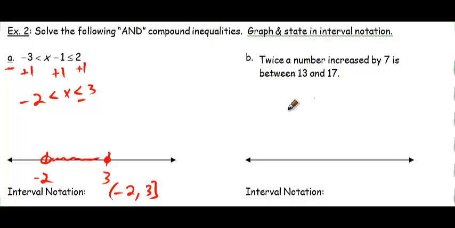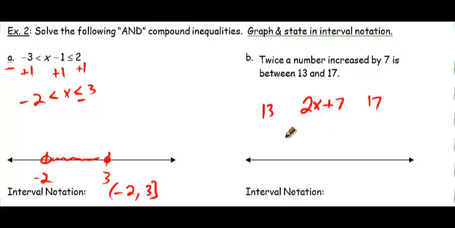So let's look at B here. We've got to try to write this as an inequality and then solve it. So twice the number increased by 7. What does that mean? You take 2 times the number, plus 7, is between 13 and 17. So we're going to put this expression directly between 13 and 17.